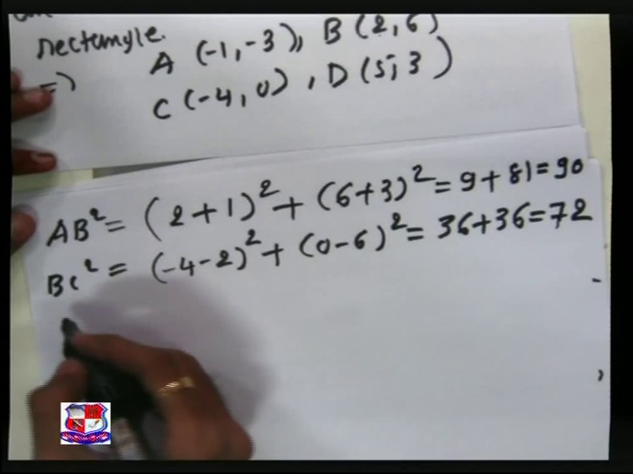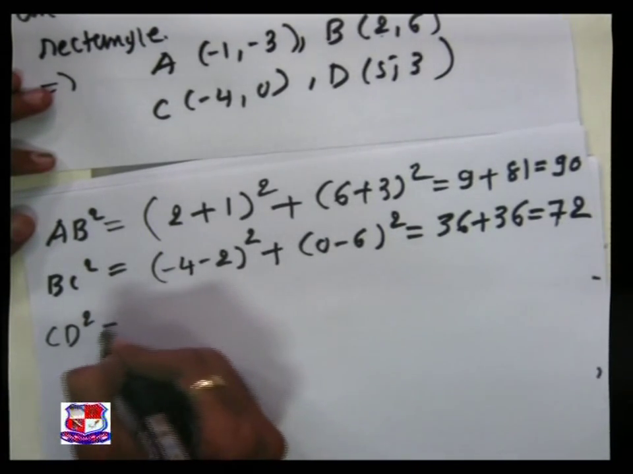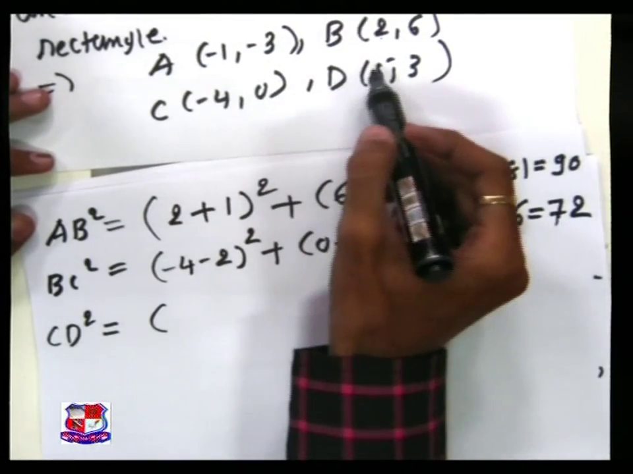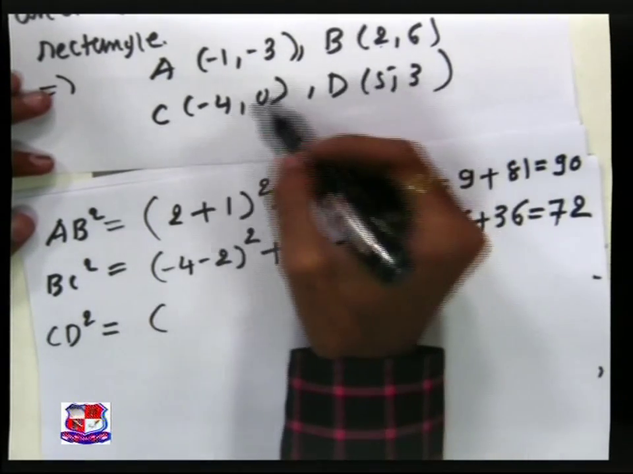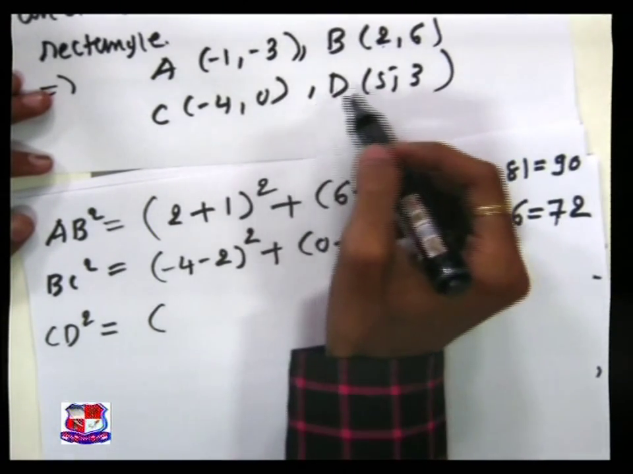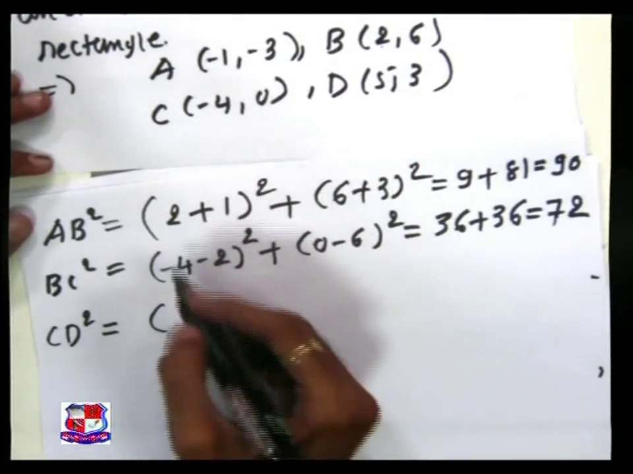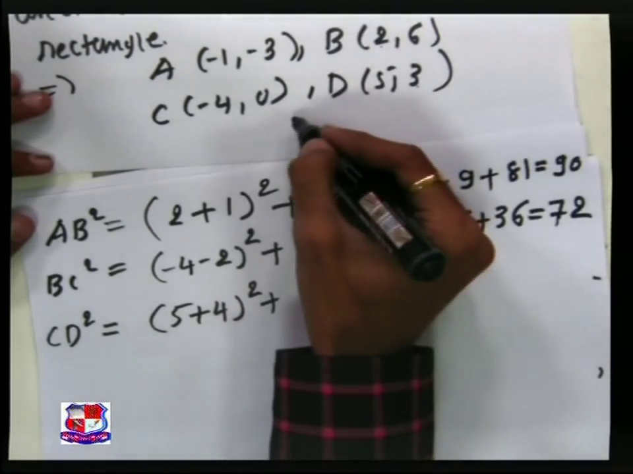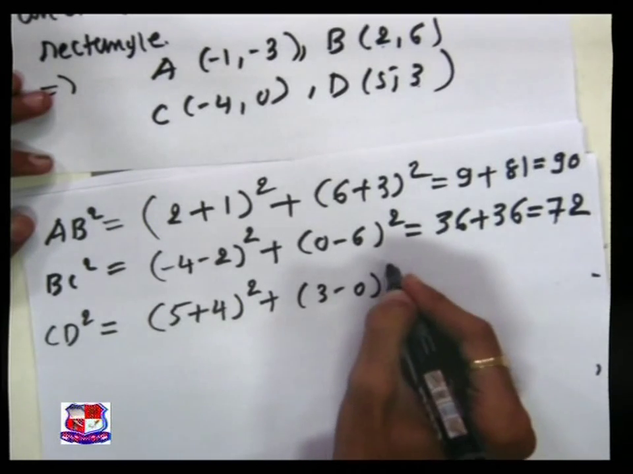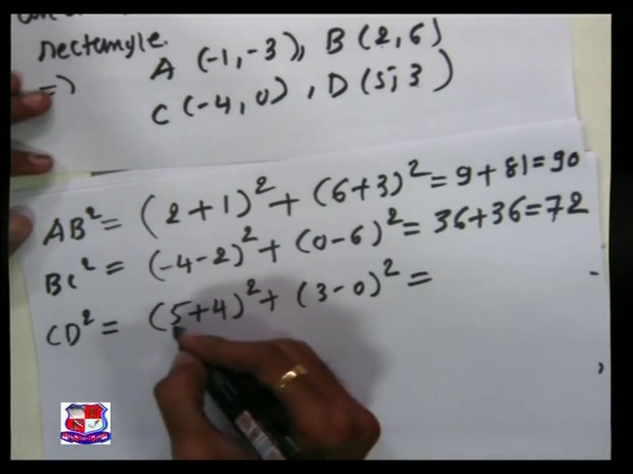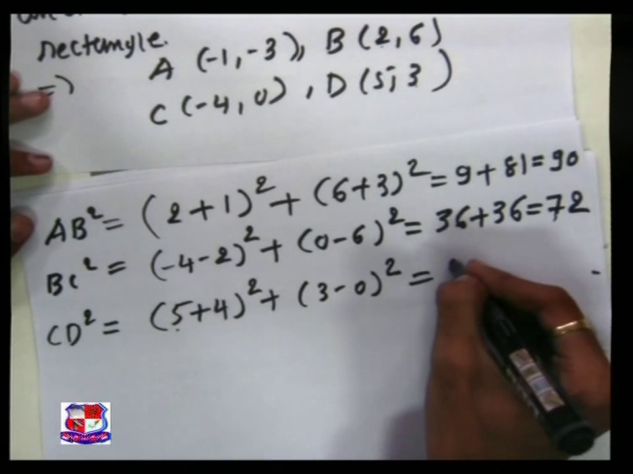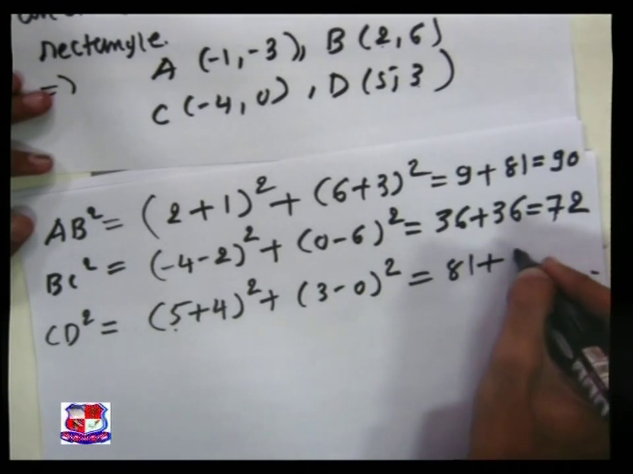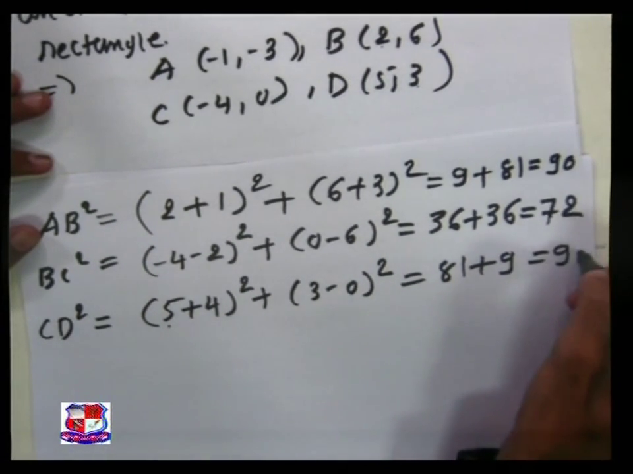In the same way, if we find CD square, the coordinates of C are (-4, 0), and the coordinates of D, that is (5, 3). So distance between C and D, the square of CD, that is (5 minus -4), that is 5 plus 4 whole square, plus (3 minus 0) whole square. So this is 5 plus 4, that is 9 square, that is equal to 81, and 3 minus 0 is equal to 3, and 3 square, that is equal to 9. So 81 plus 9, that is equal to 90.